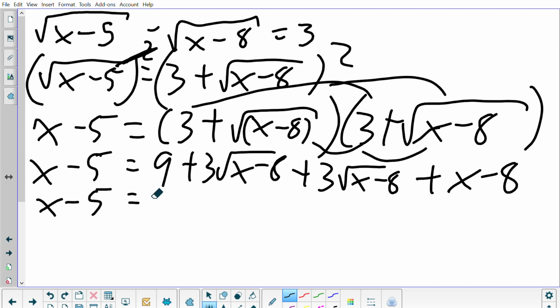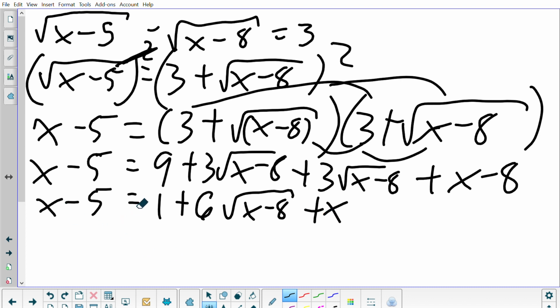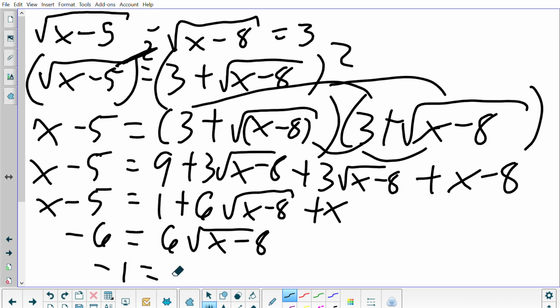And then these radicals added together give me 3 plus 3, or 6 radical x minus 8, plus x. Okay, I'm going to subtract x from both sides. I'm going to subtract 1 from both sides. I'm going to get negative 6 is equal to 6 radical x minus 8. Divide both sides by 6. I have negative 1 is equal to radical x minus 8.